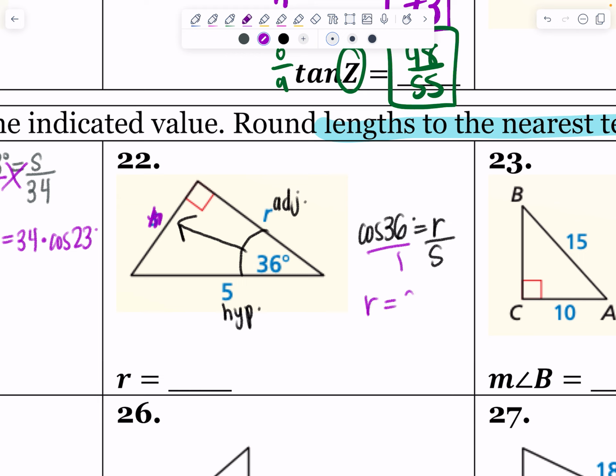When I do that, r is already by itself. And that's going to be 5 times the cosine of 36. When you do that, you're going to get, let's see, again, this is a side length, so I'm going to round that to the nearest tenth. That's going to be about 4.0. Does that make sense as an answer? Is 4.0 in fact less than 5 like I anticipated for the hypotenuse? Yes, it is.